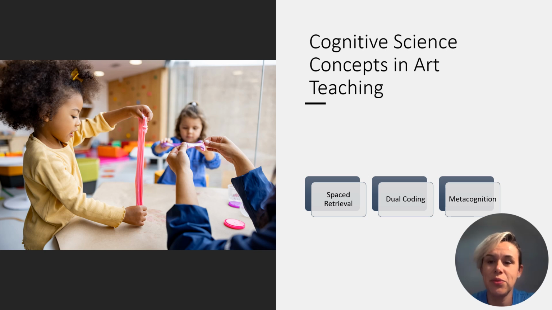I have selected three cognitive science concepts that are particularly relevant to art education: spaced retrieval, dual coding, and metacognition. These concepts focus on how students process, retain, and apply new information, which is essential in creative and technical aspects of art instruction.